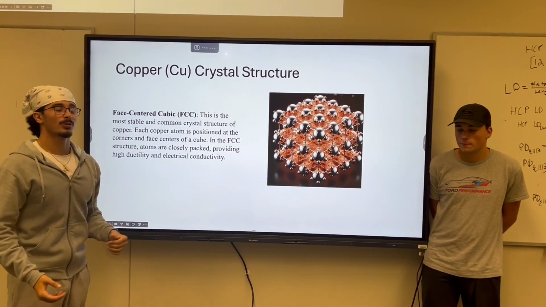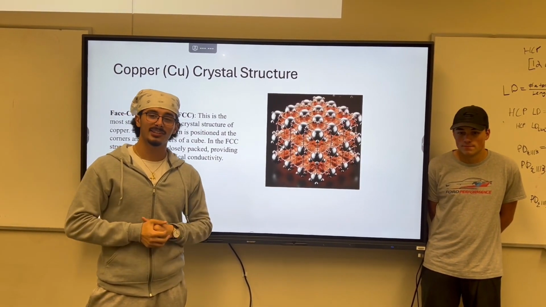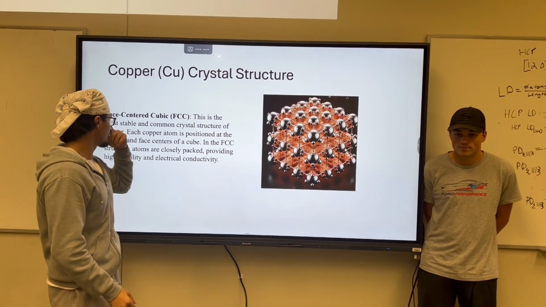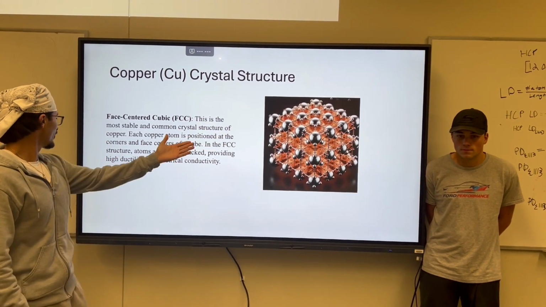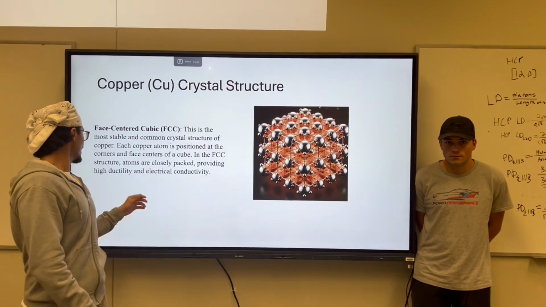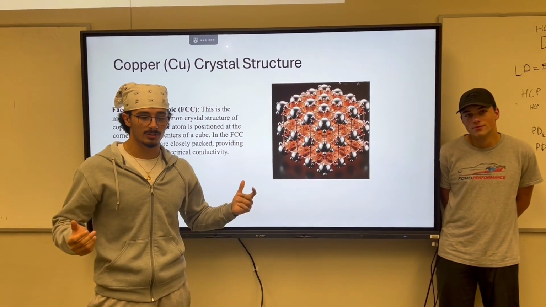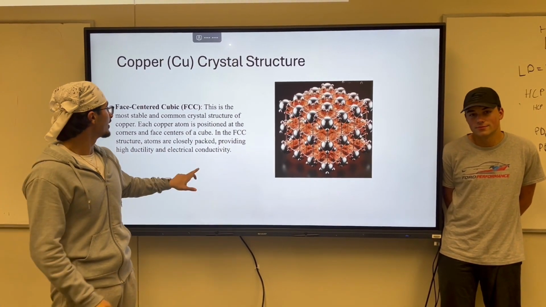First off, copper crystal structure. Copper is FCC, face-centered cubic. This is the most stable and one of the most common structures, as you can see from our beautiful picture. And atoms are closely packed, providing high ductility and electrical conductivity for FCC.